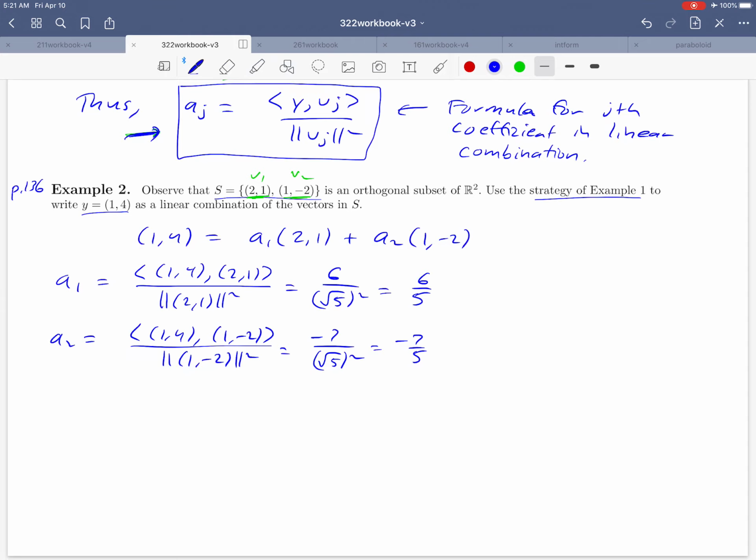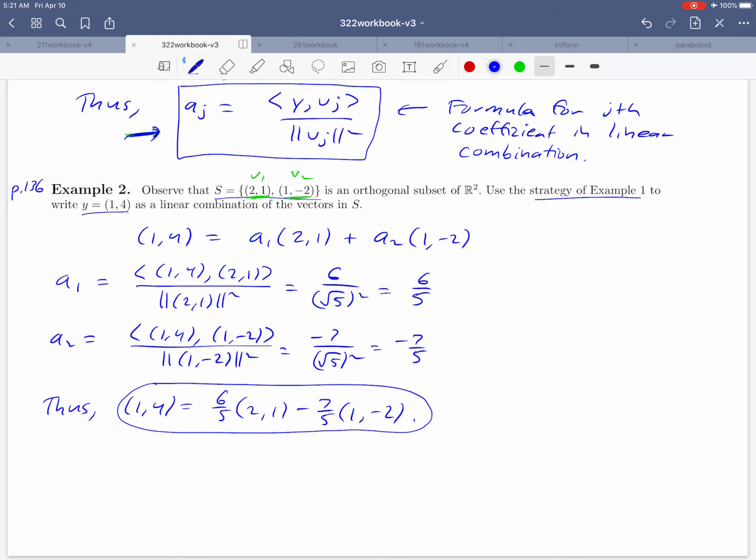And so if we've done all of that correctly, here's what should be true. That vector y, (1, 4), that we started with should be equal to our first coefficient, 6/5 times V1, minus 7/5 times V2. I'll leave it to you just to verify that that's a true statement, that it actually works mathematically.